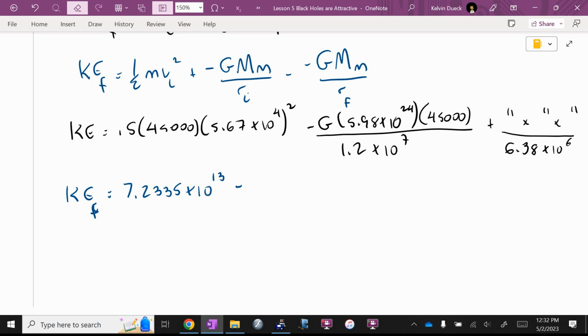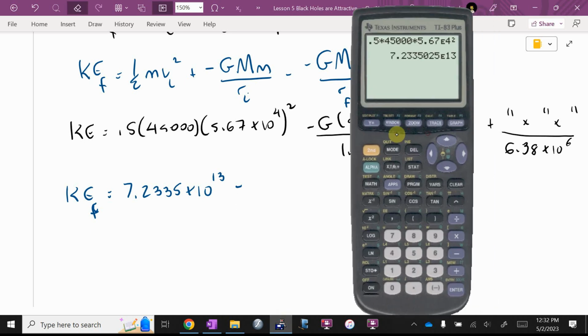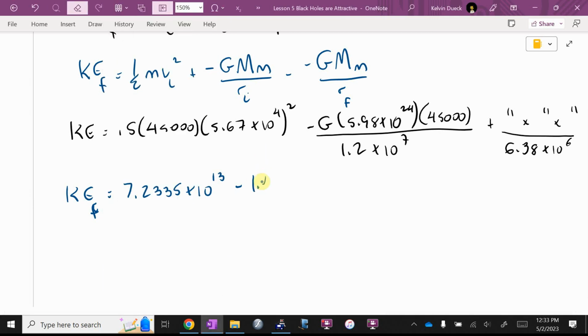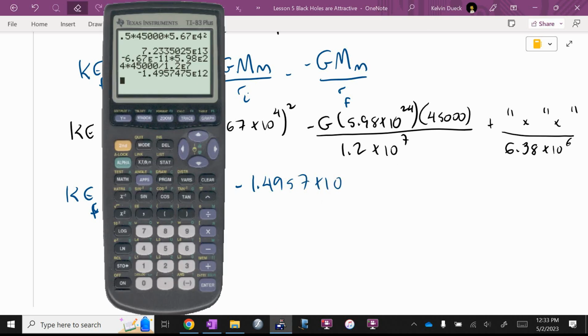Is that right? Same number as me? Marcus is looking puzzled. That's why I'm a little worried. Yeah? Fahim got it right? Now I'm worried. Okay. Negative 6.67 times 10 to the negative 11, times 5.98 times 10 to the 24, times 45,000, divided by 1.2 times 10 to the 7. I get 1.4957 times 10 to the, did you figure out where you zig, Marcus? 12th.